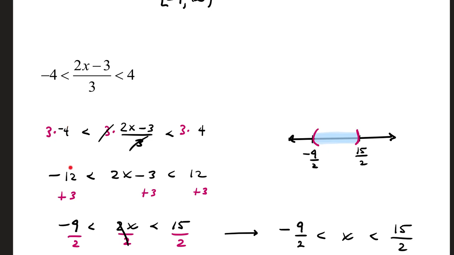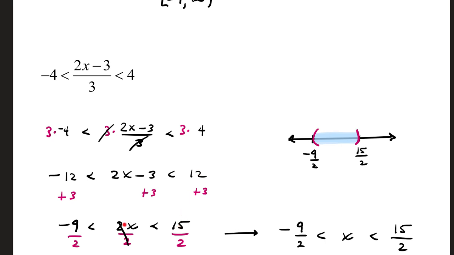3 times negative 4 is negative 12. 3 divided by 3 is 1, so that leaves 2x minus 3 in the middle. 3 times 4 is 12 on the right. Add 3 to all sections. Remember, the goal is to isolate x. Adding 3, that's negative 9 less than 2x less than 15.